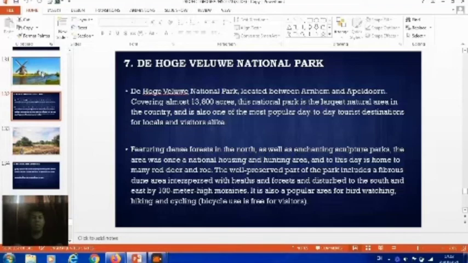Seterusnya adalah the De Hoge Veluwe National Park, located between Arnhem and Apeldoorn, covering almost 13,900 acres. It is the largest national park in the country and is also one of the most popular day-trip tourist destinations for locals and visitors alike. It features dense forest in the north and an enchanting sculpture park. The area was once a national hunting ground and today is home to many red deer and roe deer. The park includes fibrous dune landscapes and hidden forest trails, and a 1,100 meter high memorial. It is also a popular area for bird watching, hiking and cycling.